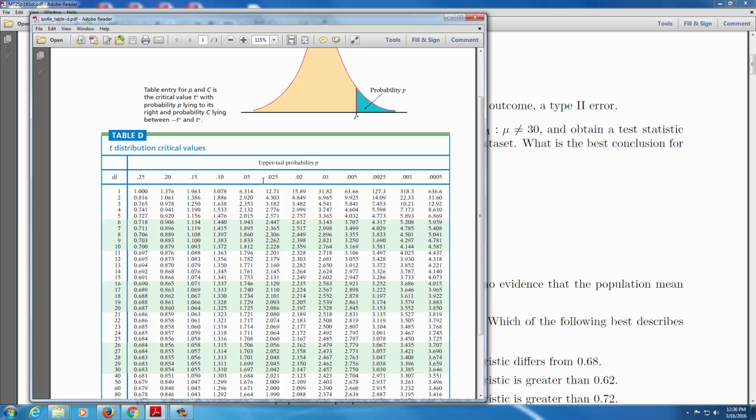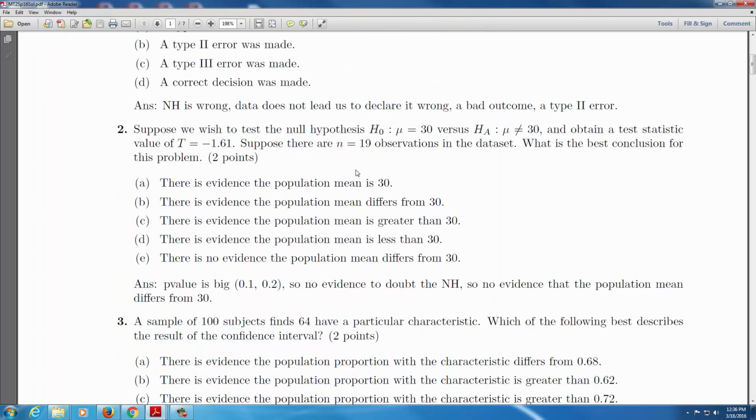between 0.05 and 0.10. And since it was a two-tailed test, that would need to be doubled. So the final p-value is somewhere between 0.1 and 0.2, and that's a huge p-value. The appropriate language would be that there's no evidence that the average differs from 30. So that would be E as a correct answer.